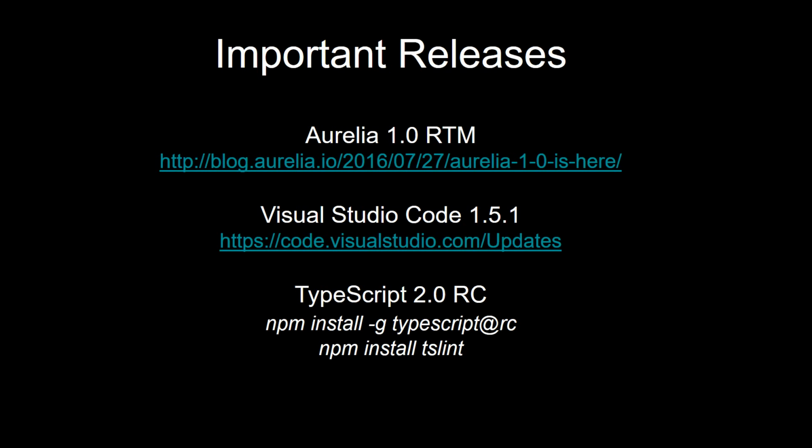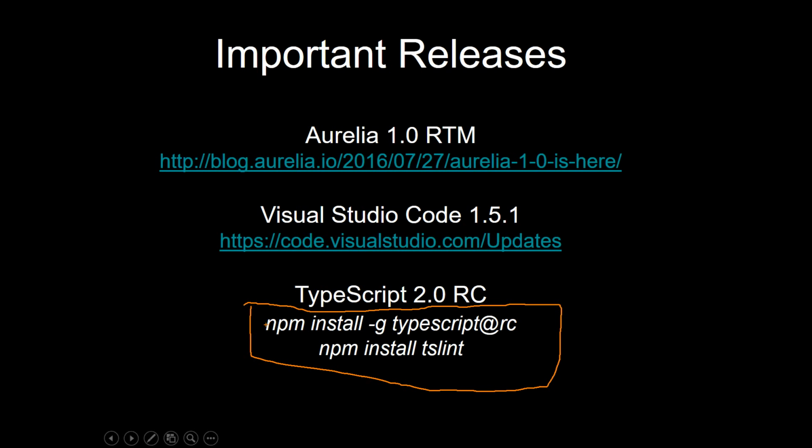So you would install TypeScript by using these two commands: npm install -g typescript@rc, where rc is the version tag, release candidate. And then it's always a good idea to include the TS linter, which is used for static analysis of TypeScript code. Since you'll be using Visual Studio Code, you would want to install this TS linter locally, so Visual Studio Code will leverage this linter.